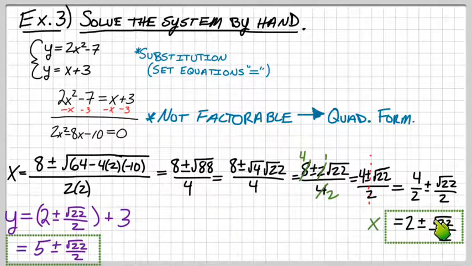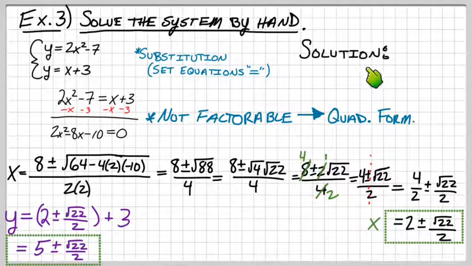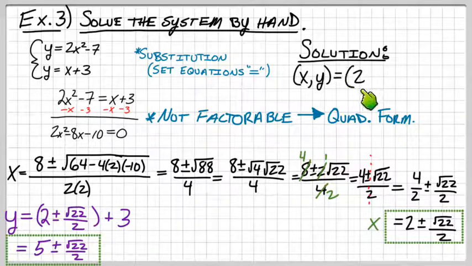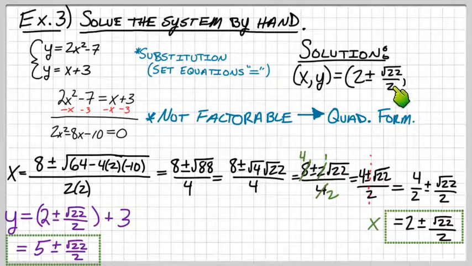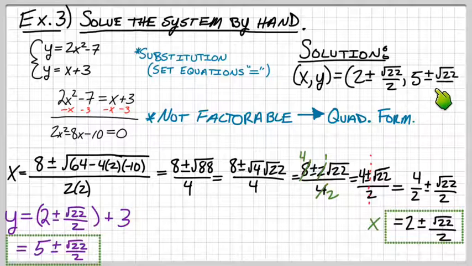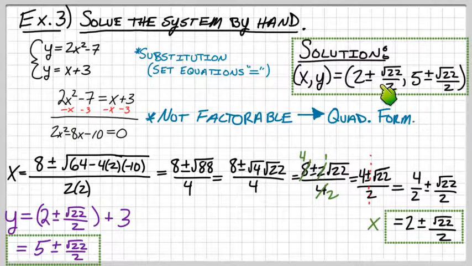Okay, so our solution, x and y, let's write them as a coordinate pair. So as a coordinate pair, x, y. The x's are 2 plus or minus root 22 over 2. The y's are 5 plus or minus root 22 over 2. So that's the coordinate pair: 2 plus or minus root 22 over 2, and then 5 plus or minus root 22 over 2. If I have to say it one more time, my tongue's going to get twisted.